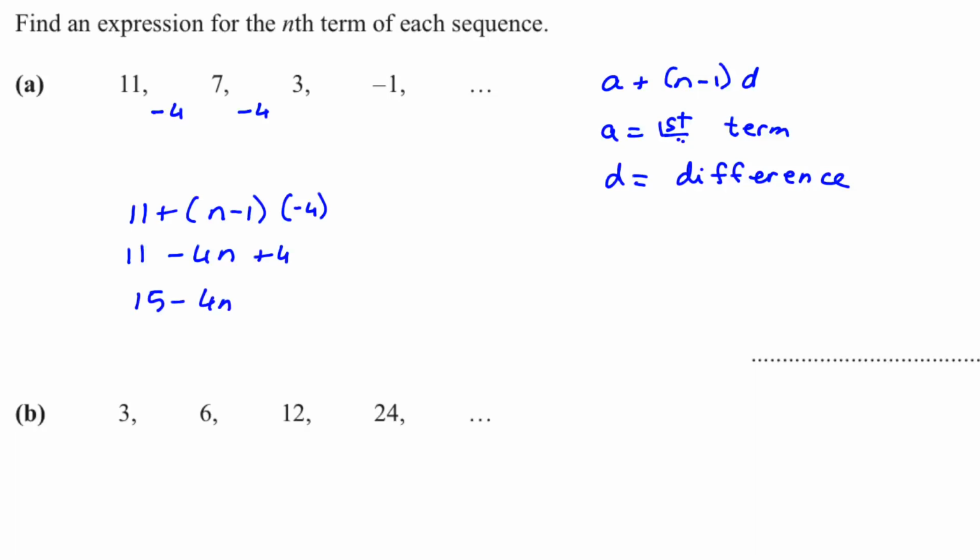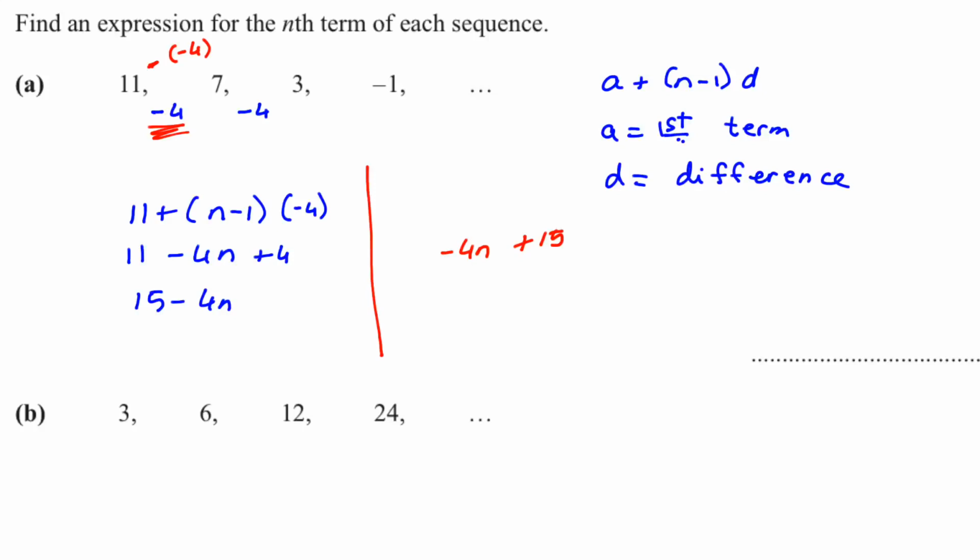There is a shorter way to do it. When you are solving, whatever is your difference, our difference is negative 4, right? So write negative 4n. And whatever is your difference, you will subtract it from your first term. That will give us plus 15.